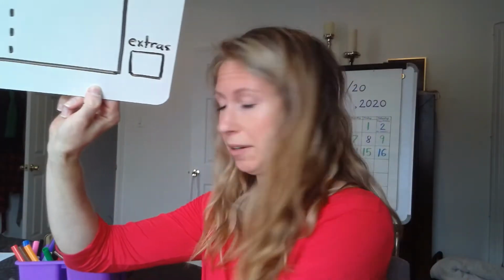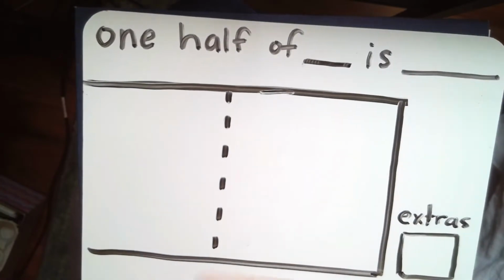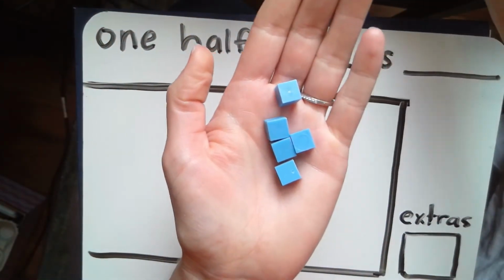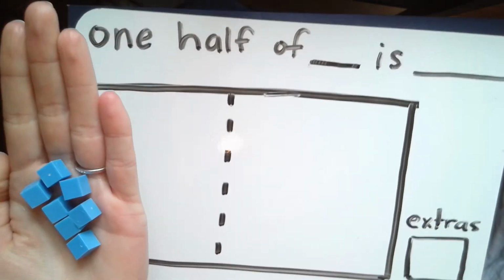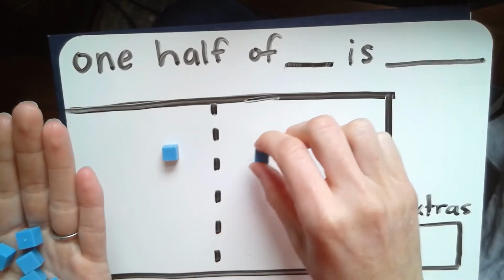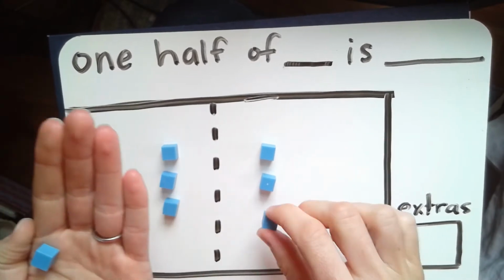Today I'm going to use some unit cubes, just like yesterday, to see what happens when you have an odd number. So I've got my whiteboard and my unit cubes, and I'm going to flip you back around. So let's say I have 7 cubes. 1, 2, 3, 4, 5, 6, 7. So I'm going to divide them up just like yesterday, and I'll give 1 to each side. 1, 2, 3, 4, 5, 6.